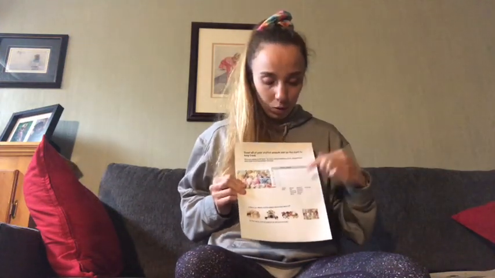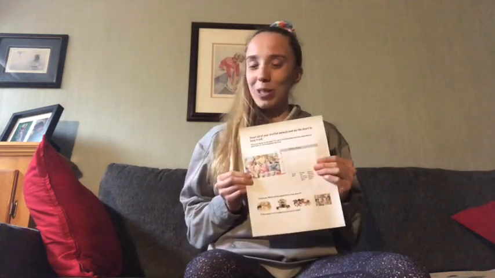So maybe you have 4 teddy bears. You are going to color in 4 squares. Maybe you have 2 house pet animals. You're going to fill in 2. And you are going to continue filling in your chart in its entirety. And then move on to the questions.